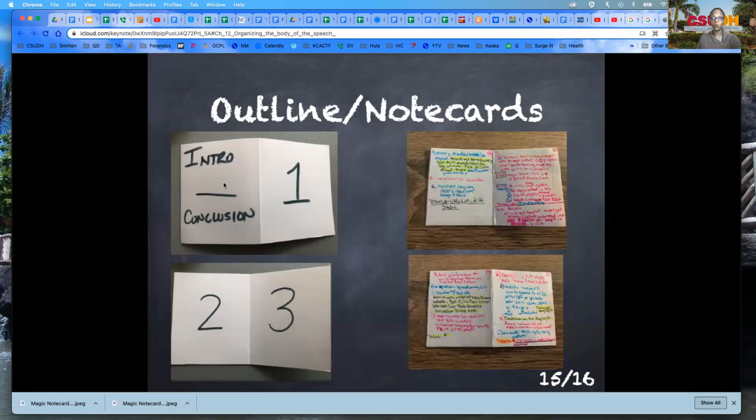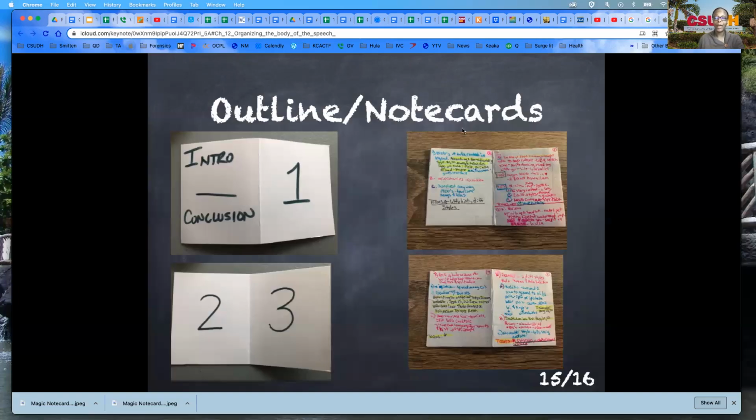So now you can see how those work. And then this is my actual magic note card. I give you that so that you can see, this is the one I just did for the speech that I put on Flipgrid. But if you look in week 7, you will see that I give you a video of an informative speech I did on hula. And this is the magic note card that I use for that speech.